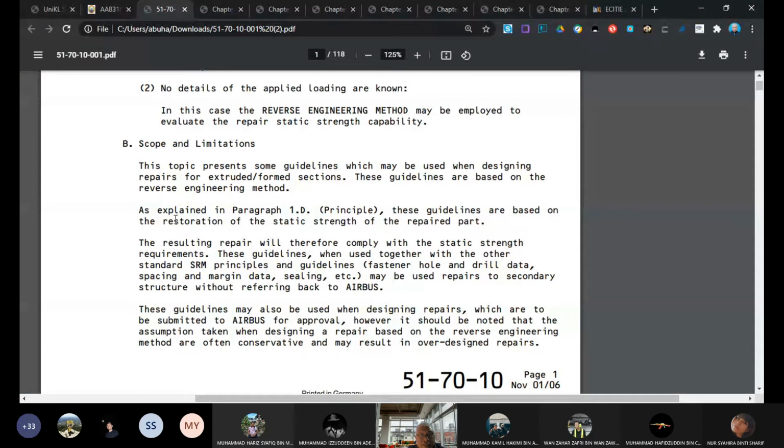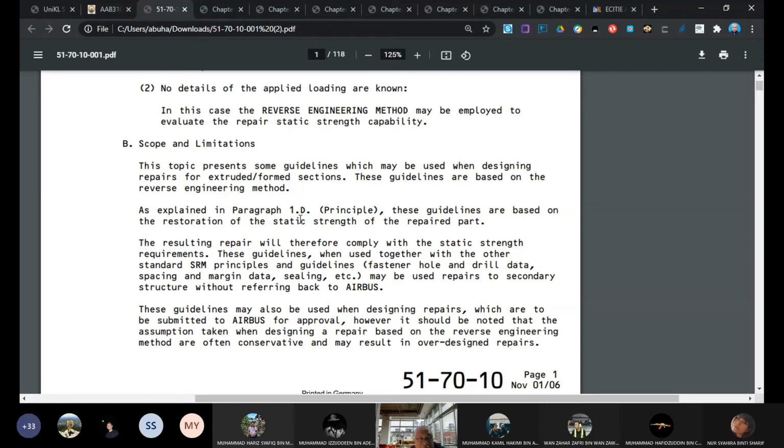And the principle of the design is restoration. These guidelines are based on the restoration of the static strength. That's why repair is also defined as restore, because what you do in repair is to restore the structure capability. And the resulting repair will therefore comply with the static strength. So we are focused on static strength, and most of the airlines do not have the capability to do the damage tolerance and fatigue analysis. And even though they have the capability, they do not have the engineering data to do the detailed analysis regarding fatigue and damage tolerance.